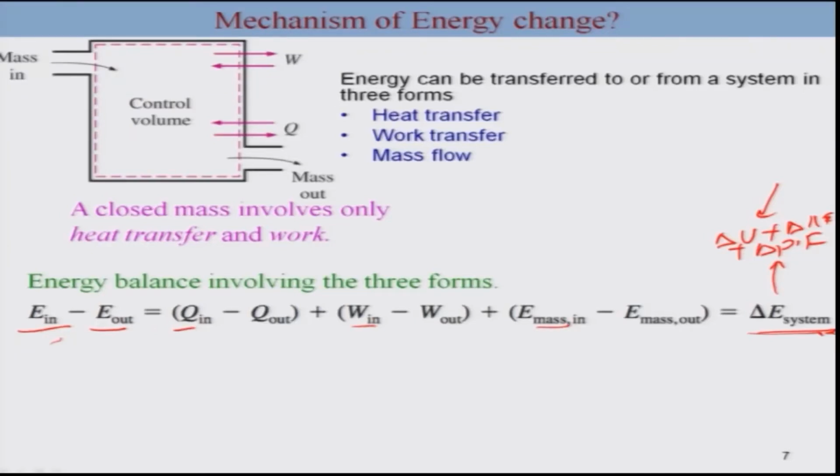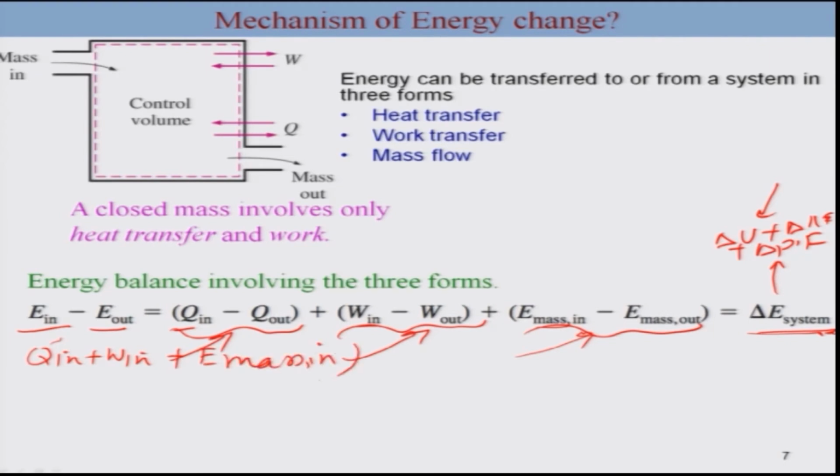So we can write this in this form. E in minus E out, you can take different contributions: due to the heat transfer, due to the work transfer, due to the mass flow. So you can also write it in this form: Q in plus W in plus E mass in, as the E in component, minus Q out plus W out plus E mass out.